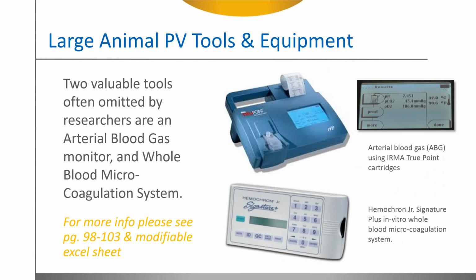On the previous slide, we have seen typical composition of large animal PV system. On this slide, I would like to show you two equipment types that you might find necessary for your good PV procedure. On the top of the slide, there's arterial blood gas measuring device.